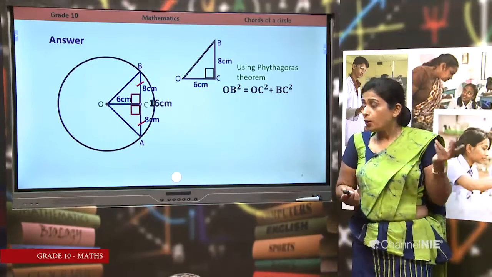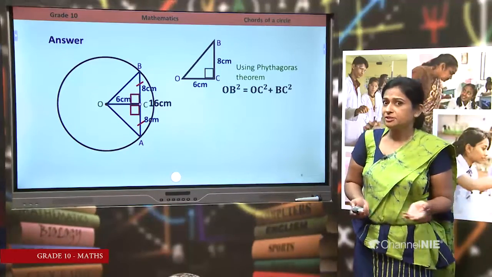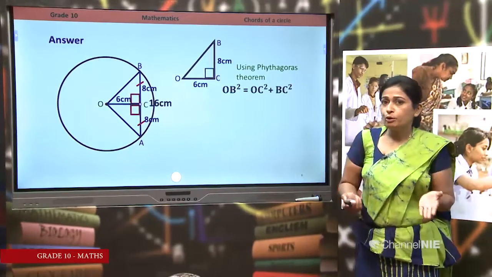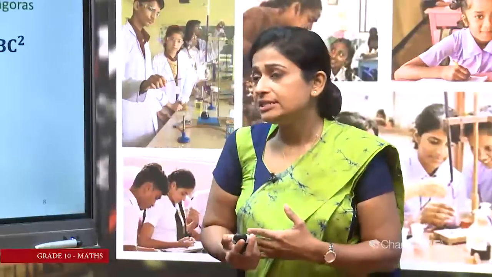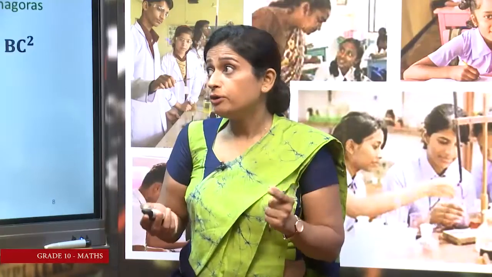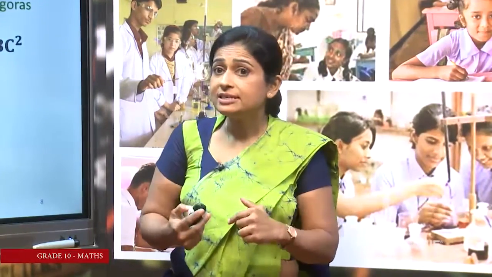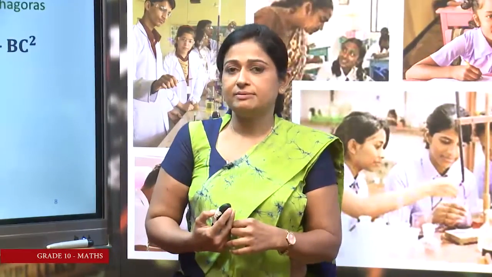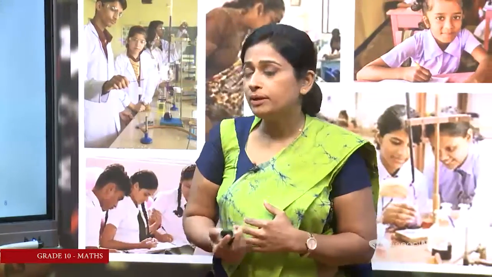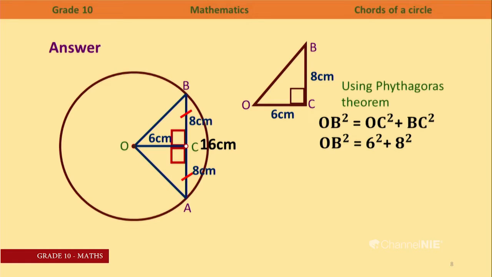Okay, then OC is 6 centimeter. We can substitute that. We don't know OB, we know OC and we know BC. So we are going to find OB, where OC is 6 centimeter and BC is 8 centimeter. Then we can find OB, we can substitute that. Here I have substituted it. OB squared equals 6 squared plus 8 squared.